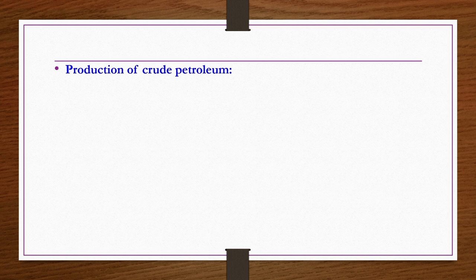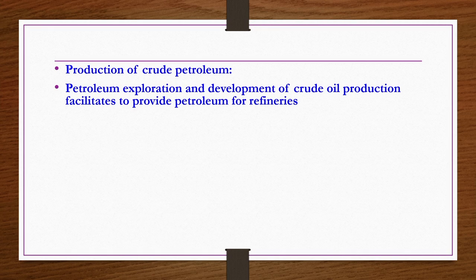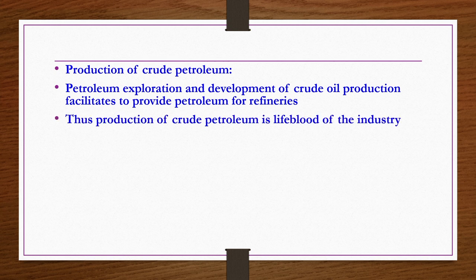Finally, we conclude the lecture with the production of crude petroleum. Petroleum exploration and development of crude oil production facilitate providing petroleum for the refineries. Thus, production of crude petroleum is the lifeblood of the industry, because this crude is not only the basic raw material for the refineries to produce diesel, petrol, etc., but also the basic raw material for production of a huge number of synthetic organic chemicals. So it is very essential to do exploration and then production as carefully as possible.